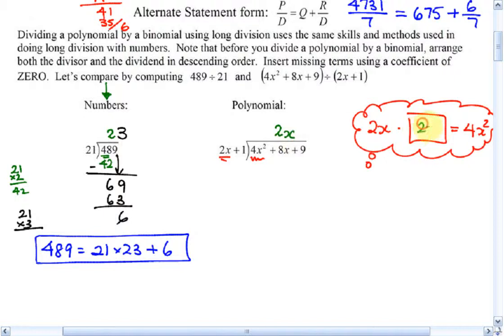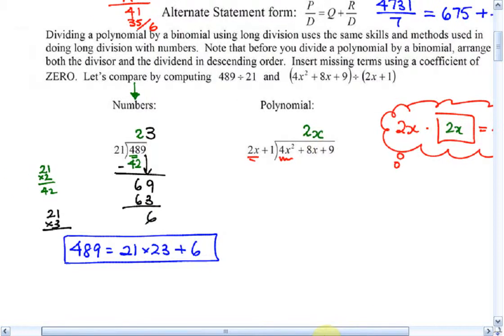Like what Dayon said, 2x times 2x gives you 4x squared. Good. What did I do after I found the 2 over here when I did the numbers? How did I get the 42? I took the divisor, 21, and multiplied by 2. So guess what I should do over here? I should take the divisor of 2x plus 1 and multiply that by 2x. And I'm going to stick that underneath. So let's do this together.